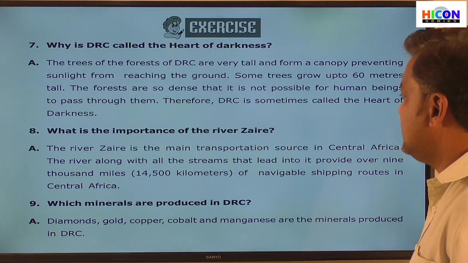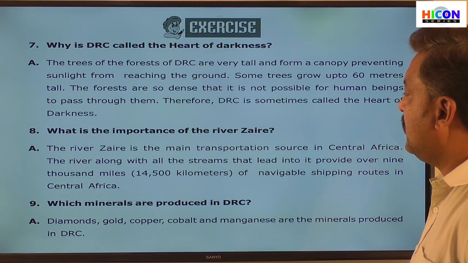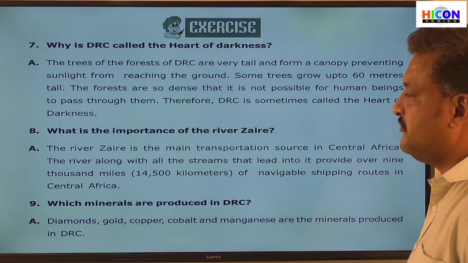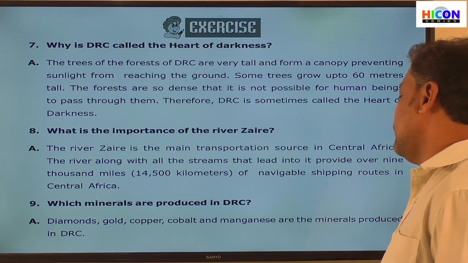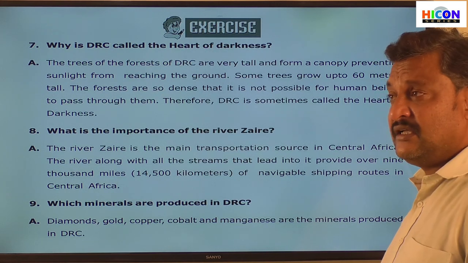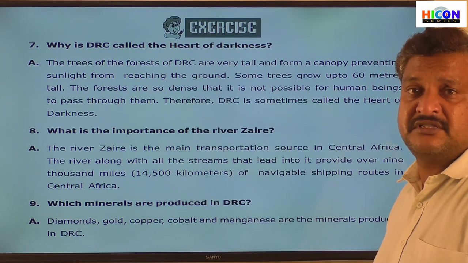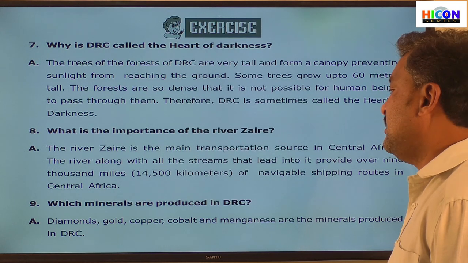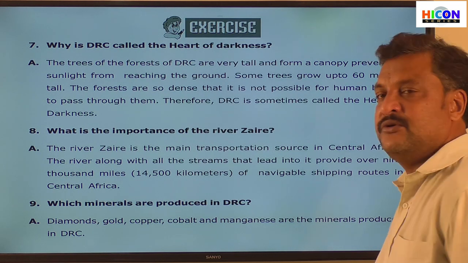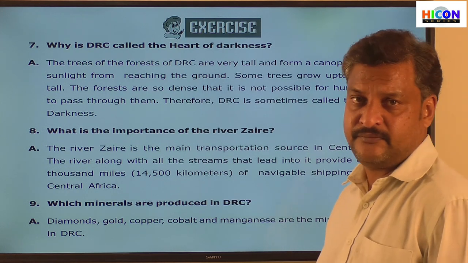What is the importance of the river Zaire? The river Zaire is a main transportation source in Central Africa. The river, along with all the streams that lead into it, provide 9,000 miles or 14,500 kilometers of navigable shipping routes in Central Africa. Means the countries which are on the boundaries of this country, Republic of Congo, also use these rivers for transportation. Which minerals are produced in DRC? Diamond, gold, copper, cobalt, and manganese are the minerals produced in DRC. Right? So I'll keep the screen the same for another minute so that you can read it once again.